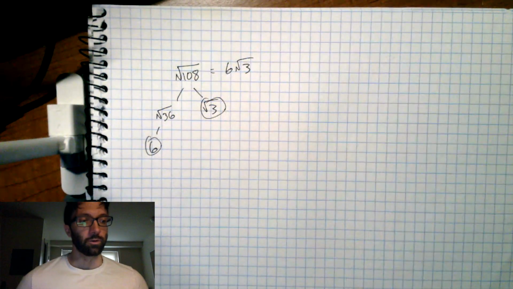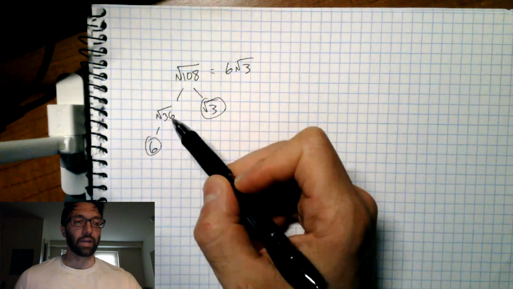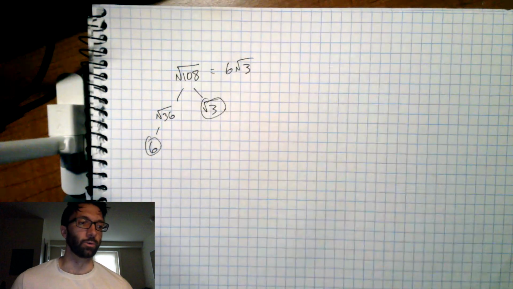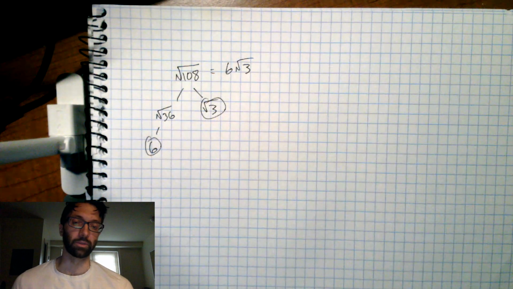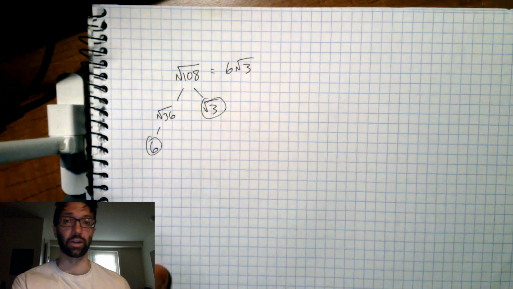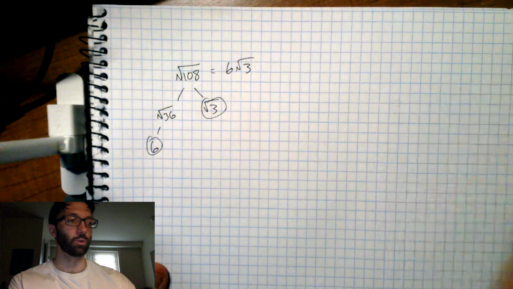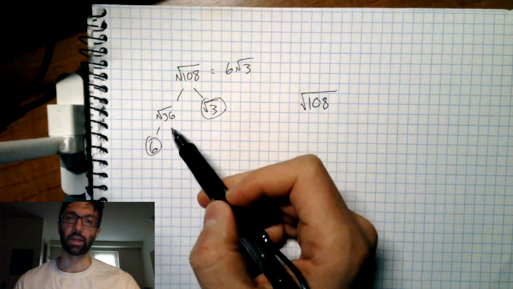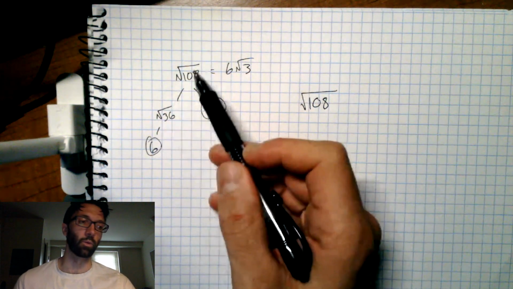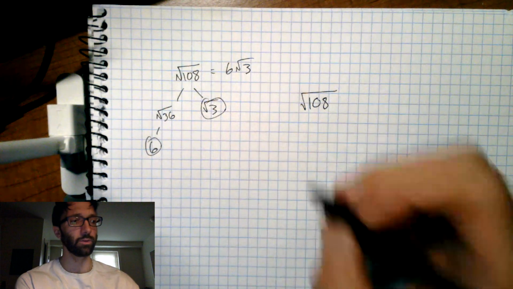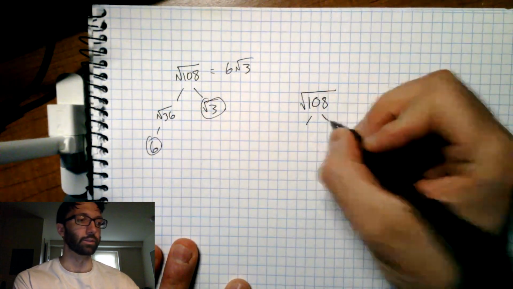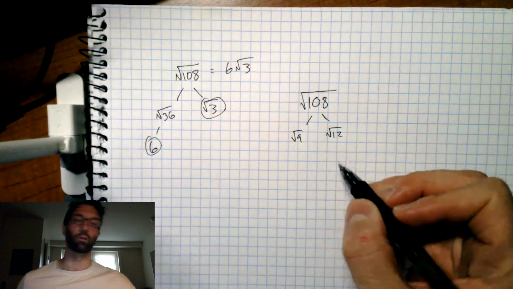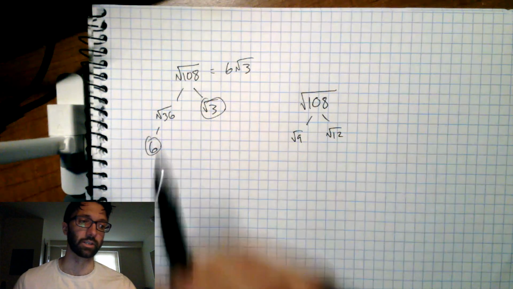Now, I want to show you that finding the largest perfect square that goes into your value is not a necessary step, as it turns out. It's just very, very helpful to do that first. So I'll show you what I mean. Let's say we didn't recognize that 36 was the largest perfect square that went into 108, and say you decided to factor this as the square root of 9 times the square root of 12, right? Because 9 times 12 gives you 108, just like 36 times 3 gives you 108.